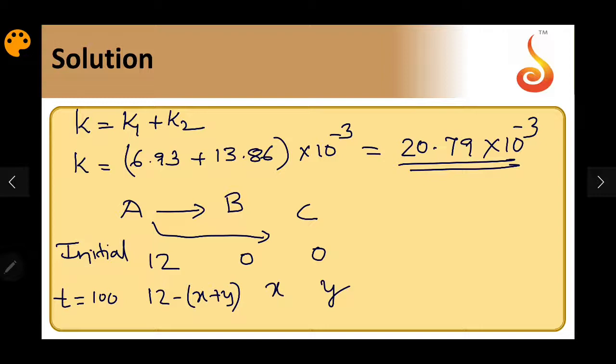So they're asking for the total pressure of the products B and C. I need to find out X plus Y. Before that, we use the overall rate constant and get the pressure of A at 100 seconds. I'll get 12 minus (X plus Y). So easily I can get what is X plus Y.